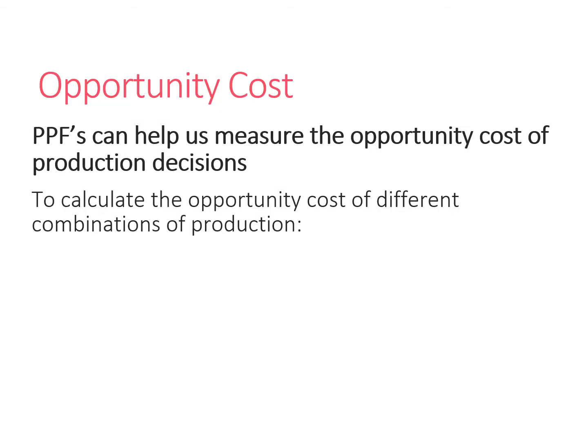Now, opportunity cost, as we said, is what you have to give up when you make a decision, right? So the go-to is opportunity cost is opportunity lost. Okay. If you can remember that saying, you're good to go on opportunity cost. Now, we can calculate the opportunity cost of different combinations of production using one of these production possibilities frontiers, okay?